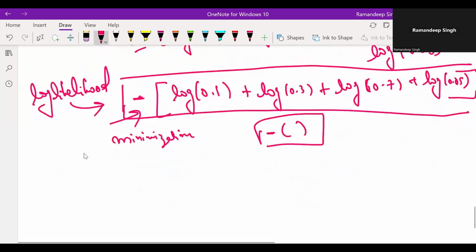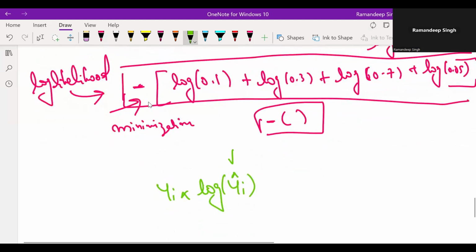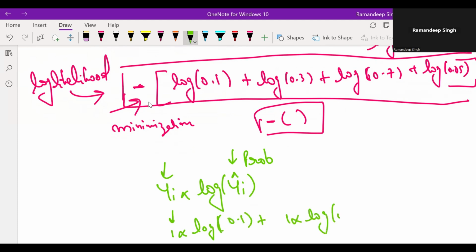So how would I write it mathematically? Let's look at it. It will be yi multiplied by log of yi hat. Right? So what is this? This is the probability, and this is the point. So let's say if yi is the actual data point and it is 1, then it is log of the probability of it being 1, right? So it is 1 into log of 0.1 plus 1 into log of 0.3.